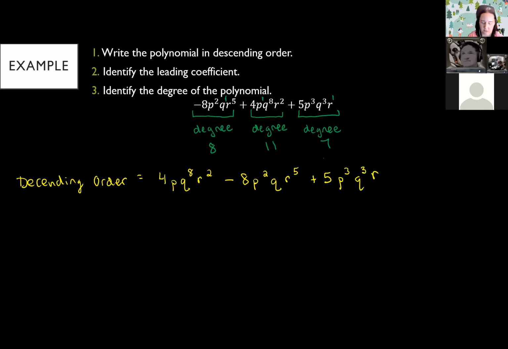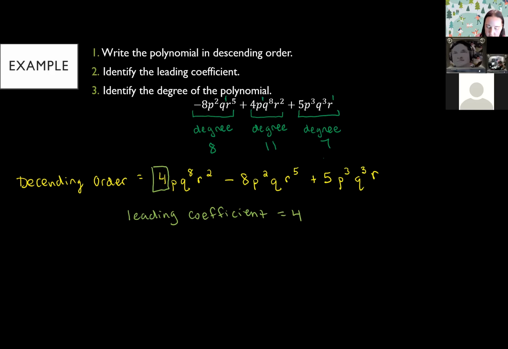So now that we've got our order, we can identify the leading coefficient, and that is going to be 4, because that's the number in front of our first term. So the leading coefficient is equal to 4.